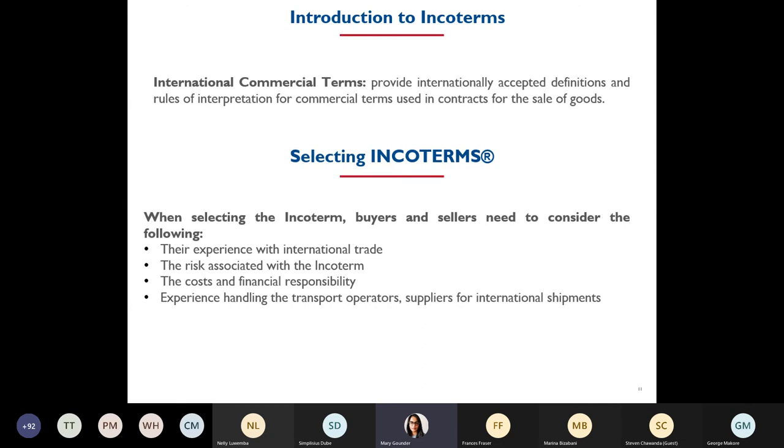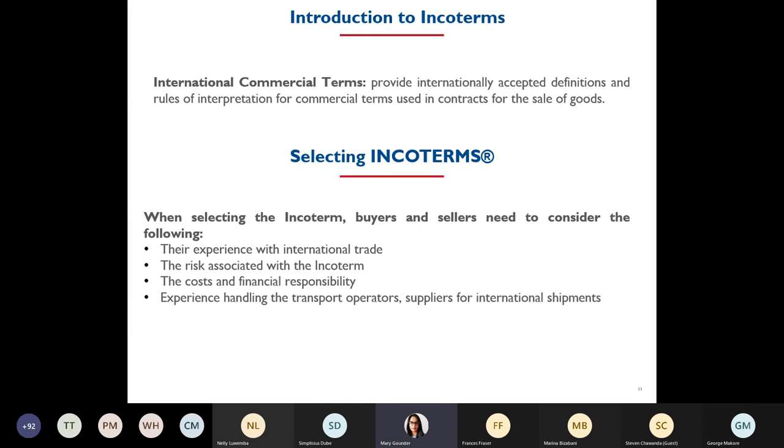And when selecting the Incoterm, buyers and sellers need to consider the following. You need to consider how much experience you have with international trade? Because at the end of the day, if you are using a specific Incoterm, you really need to understand what your responsibilities are. How much of the cost will you be paying? How much of the transport will you be responsible for? How much of the insurance will you be responsible for? And up to what point? You need to know the risk associated with each Incoterm. How much responsibility is it giving you? The cost and the financial responsibility.